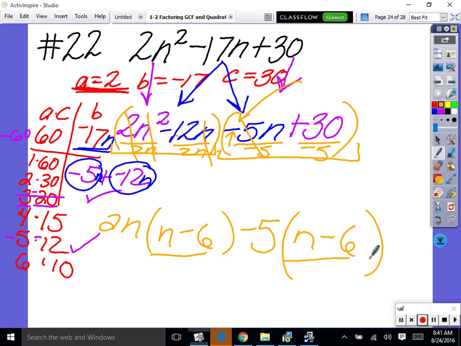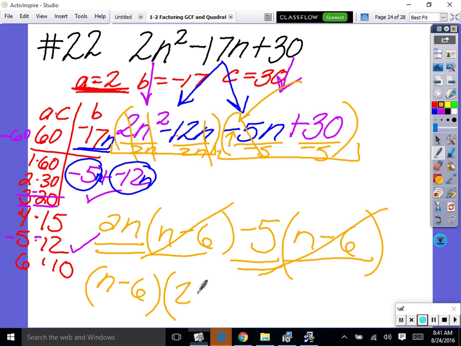Our safe haven's the exact same sign and everything. Even if your sign's off, you've done something wrong. Our sign's the same, so we can factor out our safe haven. We factor out n minus 6, right? So then it divides out once we factor it out. So left is 2n minus 5.